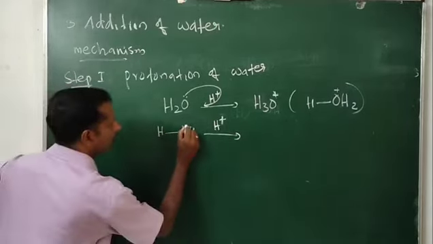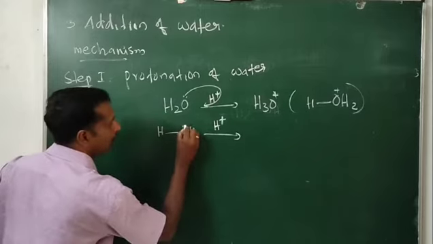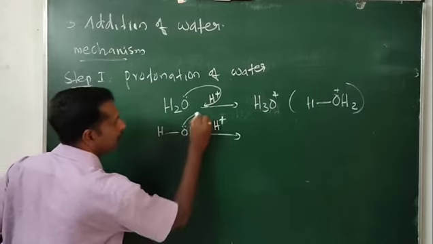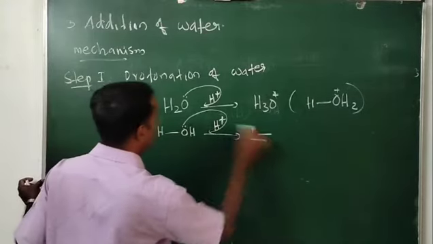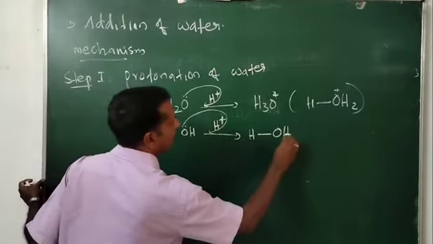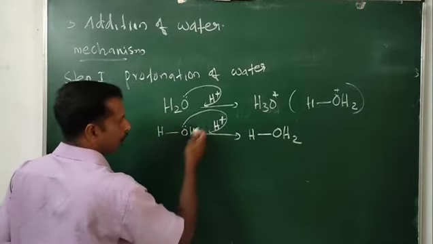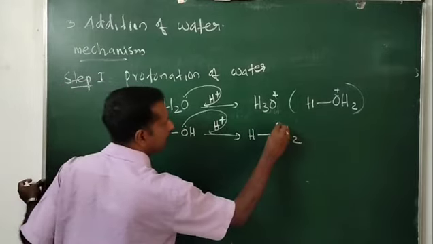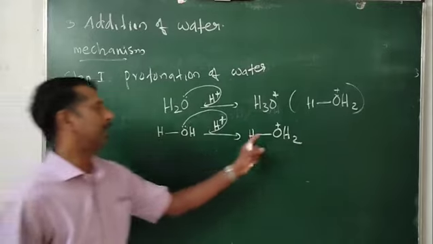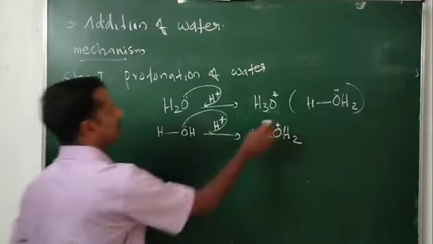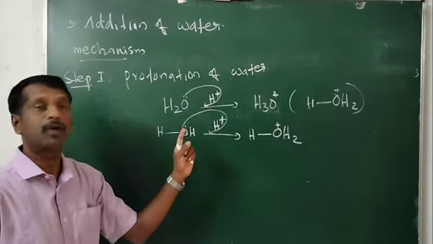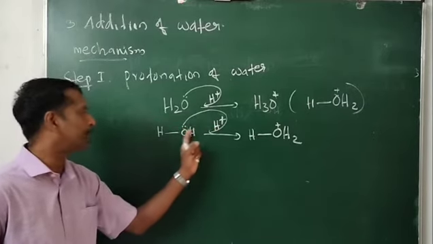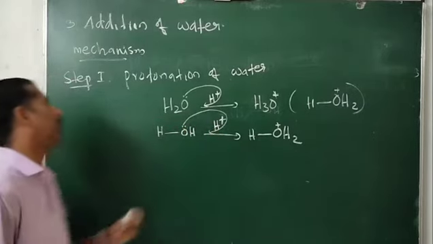Or what will happen? This lone pair of electrons present on the oxygen will abstract this H+, and so what will we get? H3O+, since this lone pair is donating. You get HOH2+. This is step one. Protonation of water. What do you mean by protonation of water? The water molecule is getting a proton. Now second step.